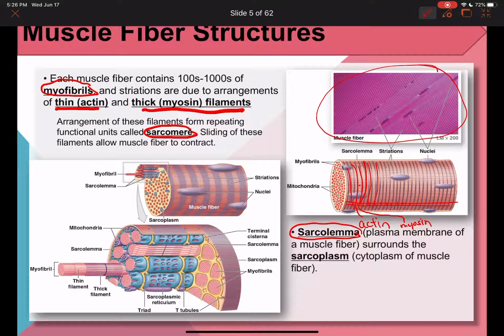And then the cytoplasm of a muscle fiber is called the sarcoplasm. You can tell already that a lot of things that have to do with muscle start with sarco. So you have sarcomere, sarcolemma, sarcoplasm, sarcoplasmic reticulum. Make sure you don't confuse each of these together. Sarcomere is the functional unit of the muscle fiber. Sarcolemma: remember, lemma sounds kind of like plasma, so it has to do with the membrane. Sarcoplasm, just like cytoplasm, is the cytoplasm of the muscle fiber.